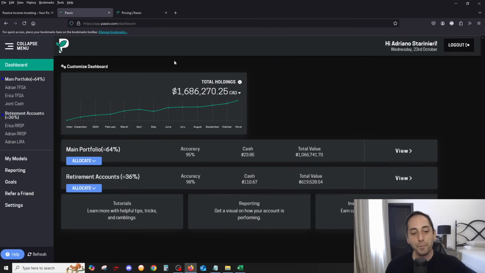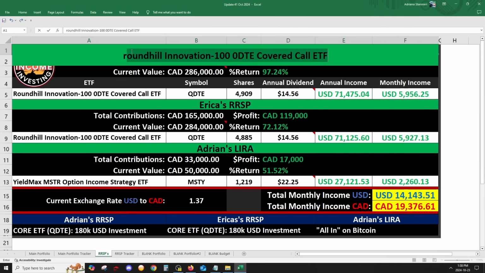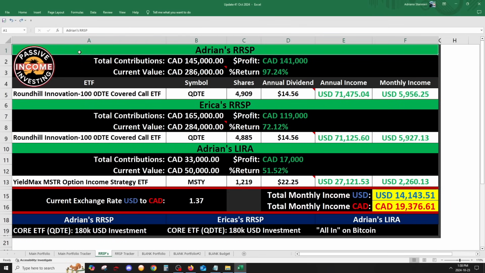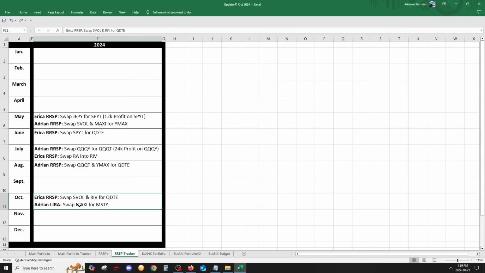So getting back to the portfolio unveil, let's start with the retirement accounts now. So we do have a massive change here today for my wife's RSP, and you'll see that here. If you go to the RSP tracker, you could see what I've done in October. I finally got rid of SVOL and RIV, and I just put it all in QDTE.